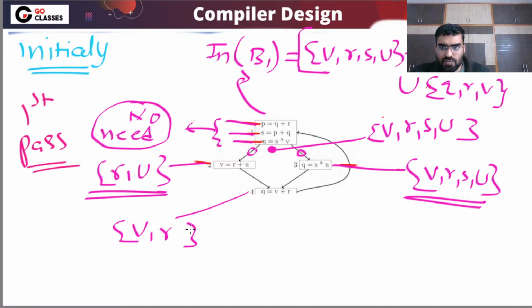So after the first pass, what is the result you got? Can anyone tell me? So finally what you got in of this will be VRSU. From this you will remove SU, so VR, and the in will be QRV, correct? Agree or not? So this is your first pass. Is this clear?